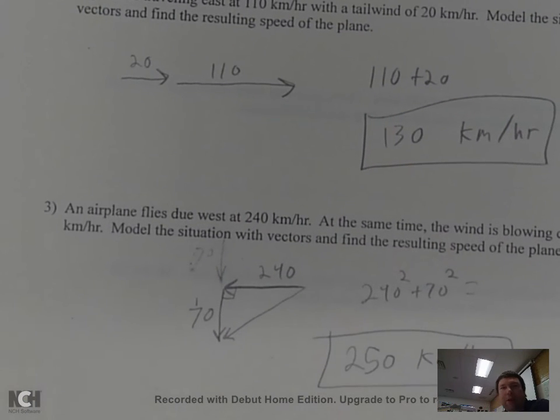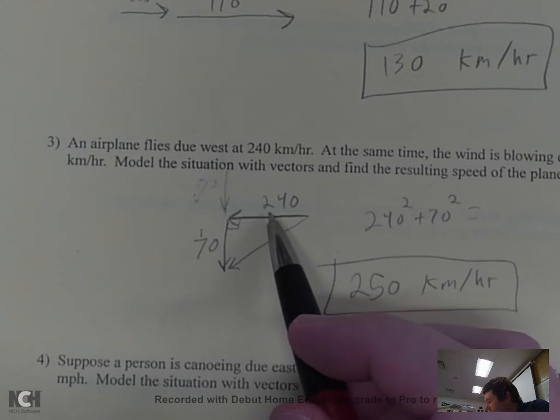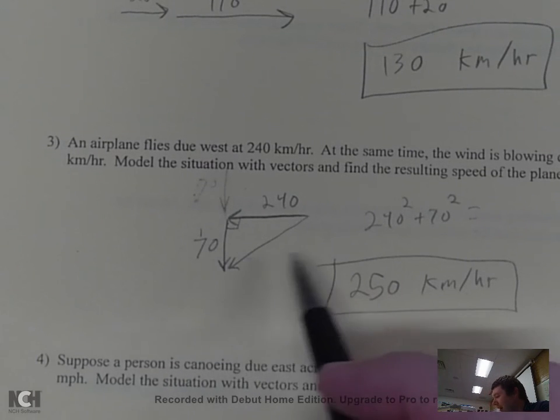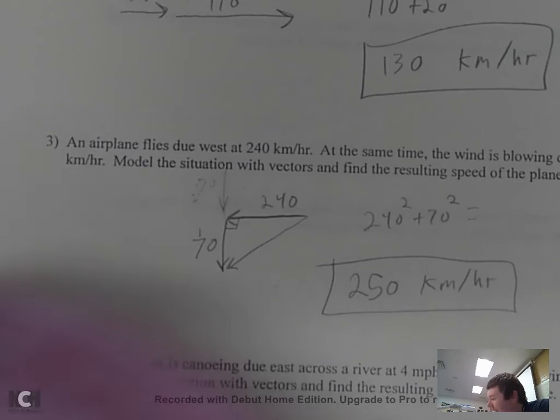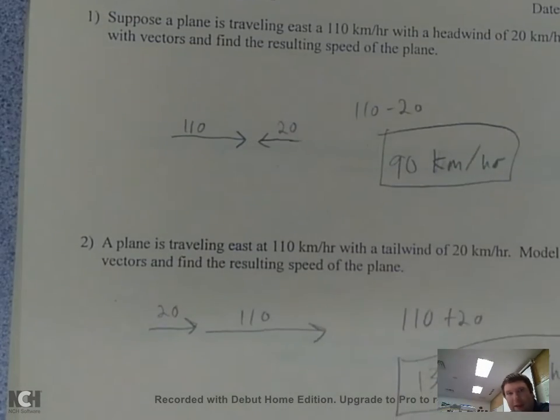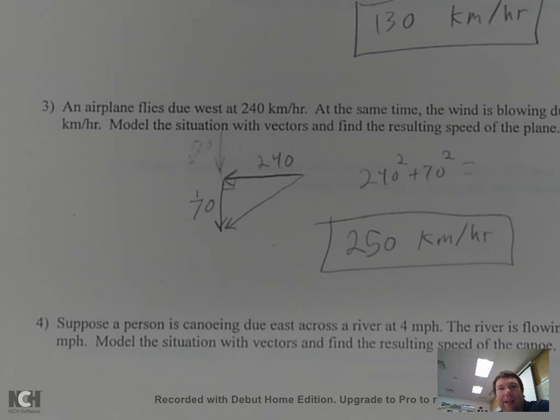So the southerly wind aids in the speed a little bit. But again, if you're traveling 240 this way and 70 this way, you're going to have to go a little bit faster to travel that distance. So it makes sense. Okay. And that would be your answer. Again, these aren't tough, right? It's either going to be a subtract, an add, or a Pythagorean theorem. And that's essentially all you're doing today. They're not hard problems. They're pretty easy, actually.